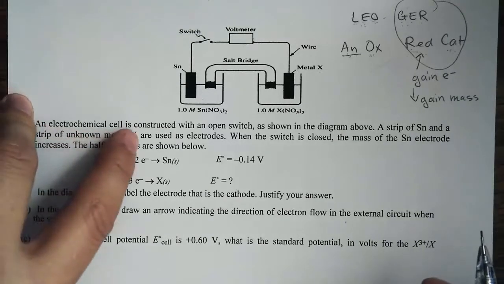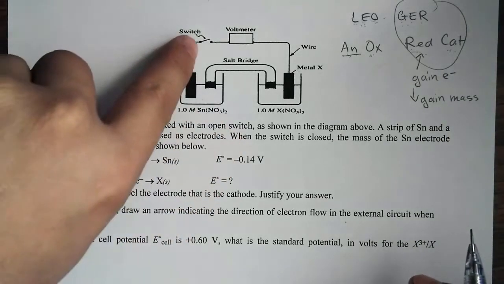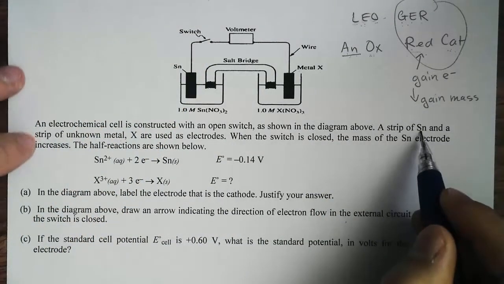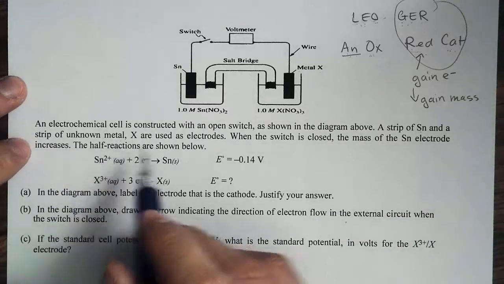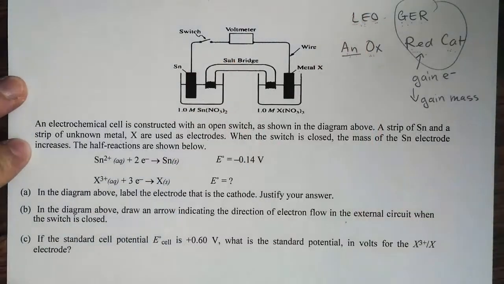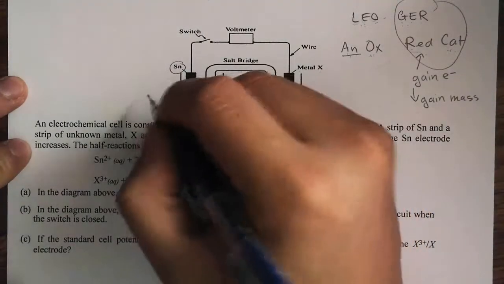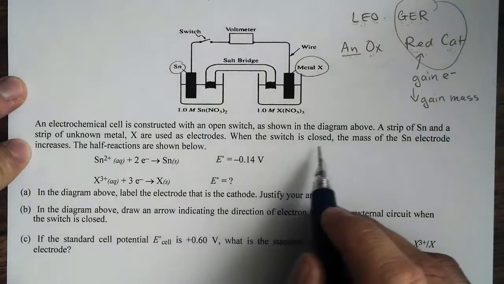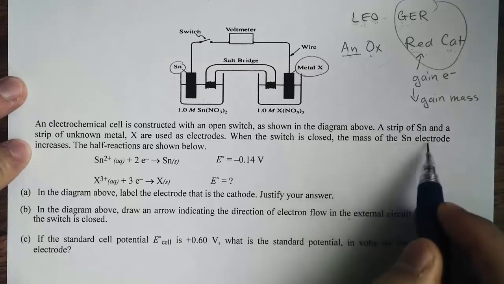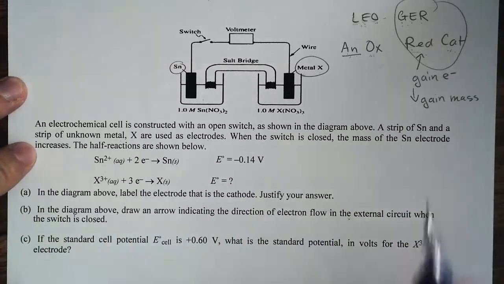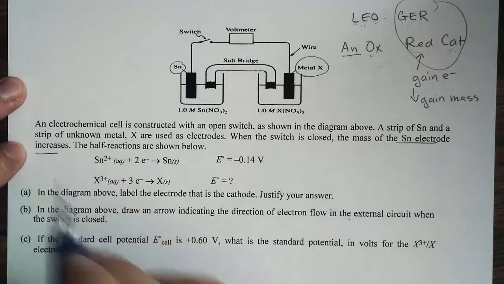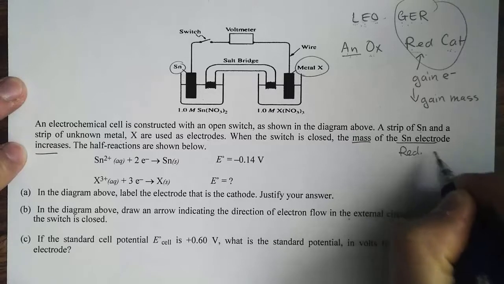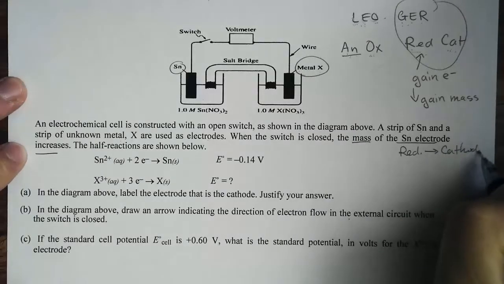An electrochemical cell is constructed with an open switch, which we know is right here, okay? In the diagram above, a strip of Sn, which is tin, and a strip of unknown metal, X, are used as electrodes. So we have two electrodes. In this case, this is the tin electrode, and this is the unknown electrode, okay? When the switch is closed, the mass of the Sn, tin electrode, increases. And right away, this is extremely important because if this mass increases, we know that Sn must be where reduction occurs, and that's where the cathode is going to be, okay?